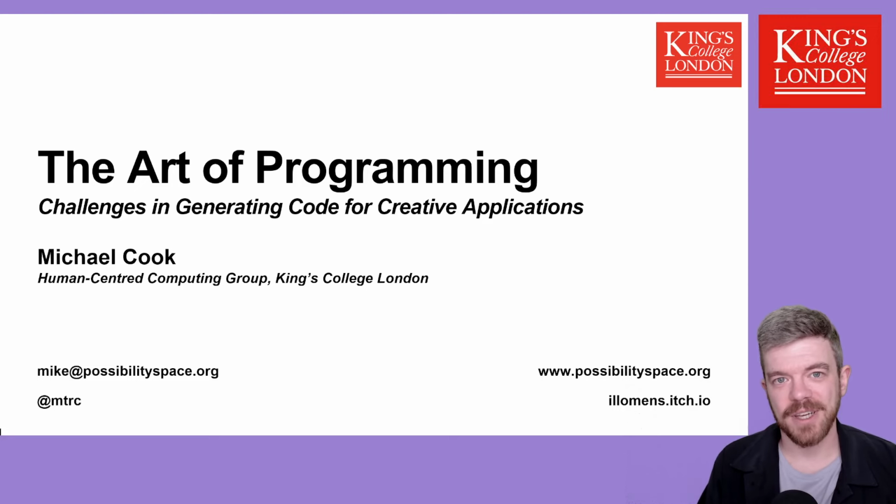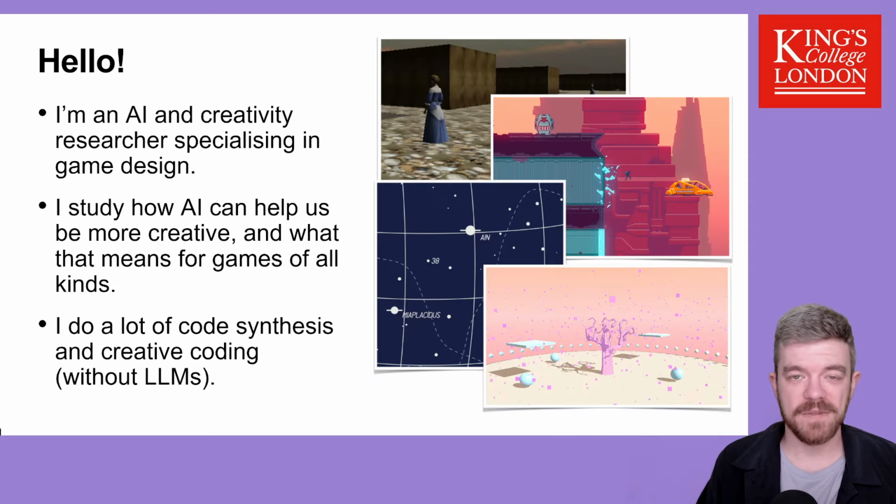I'm a senior lecturer at King's College London in the Human-Centered Computing group, and this is my short vision paper talk, The Art of Programming, Challenges in Generating Code for Creative Applications. So I work in AI and creativity, and in particular I look at AI applied to game design. So I'm really interested in how AI can help game designers in all sorts of different aspects of this craft.